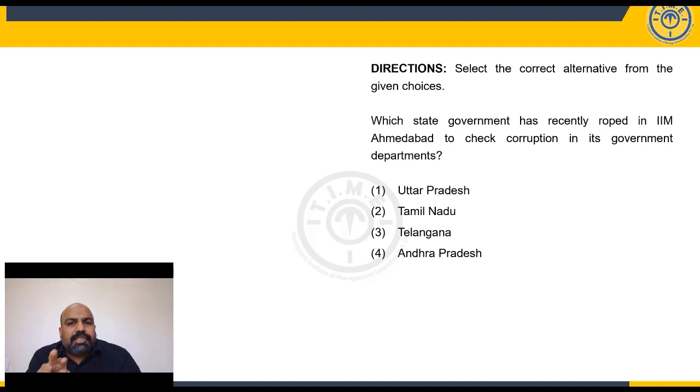Andhra Pradesh has the second longest coastline. The state with the longest coastline is Gujarat, my friends.